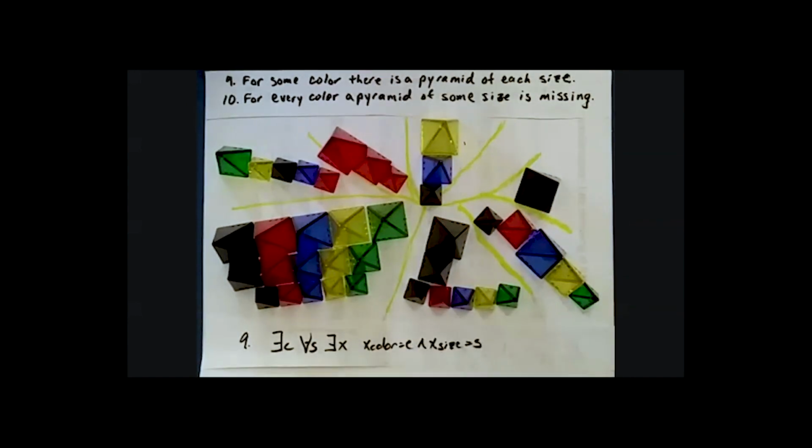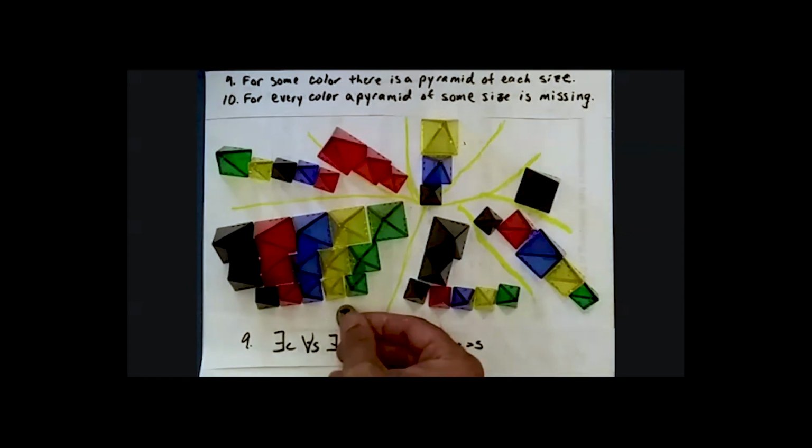The last 2 are also opposites. For some color there is a pyramid of each size, or for every color a pyramid of some size is missing. And this is essentially the same as the previous one, with the color and size swapping roles. There exists a color for all sizes. There exists a pyramid where the pyramid has that color and size.